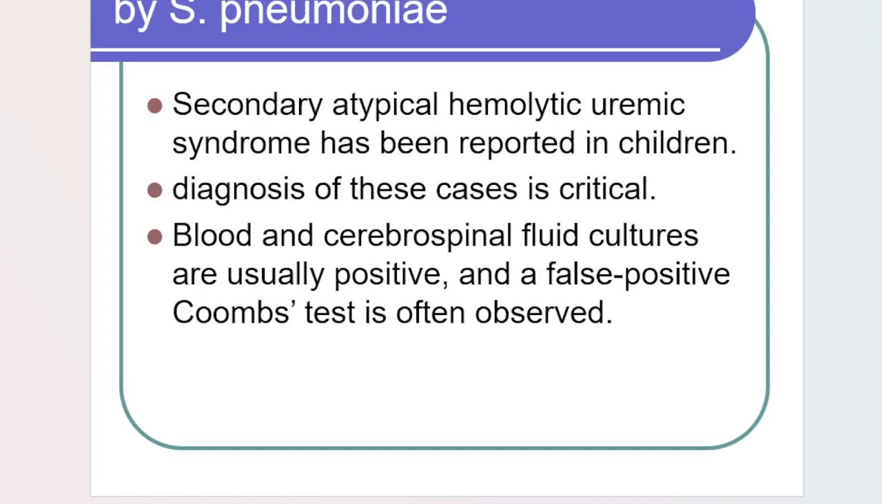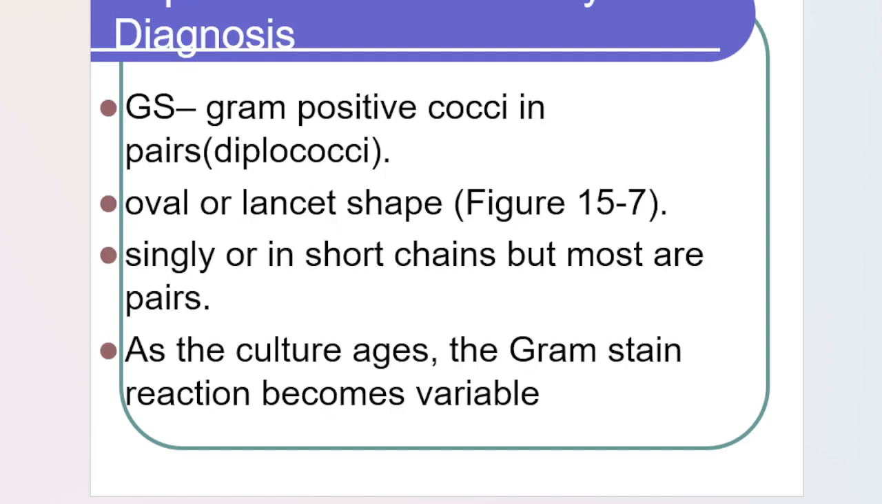Streptococcus pneumoniae may also cause secondary atypical hemolytic uremic syndrome. Atypical hemolytic uremic syndrome sa children. If that's the case, diagnosis is very important. So, blood and CSF culture are usually positive, pero negative ay magpo-false positive din yung Coombs test. So, that is in secondary atypical hemolytic uremic syndrome. Okay? Blood and CSF are positive and false positive Coombs test reaction.